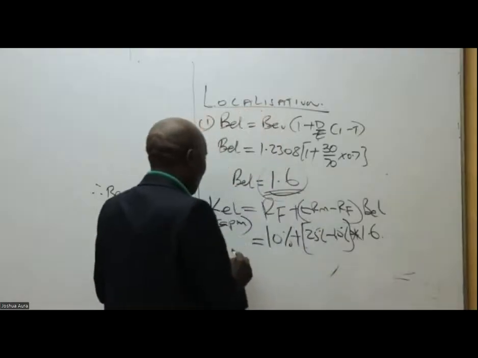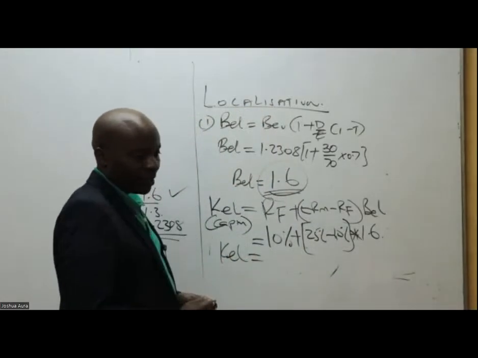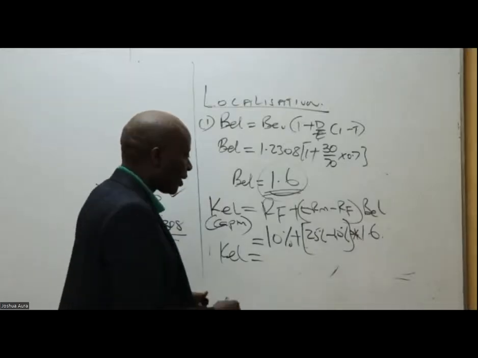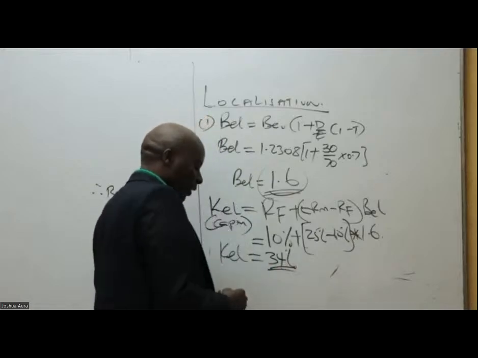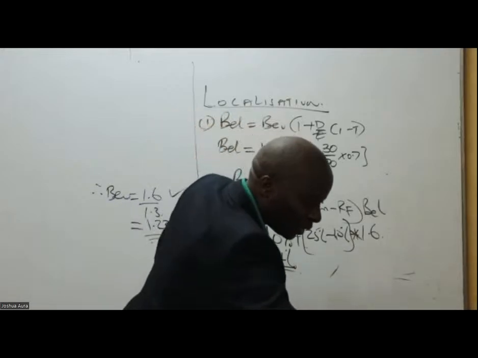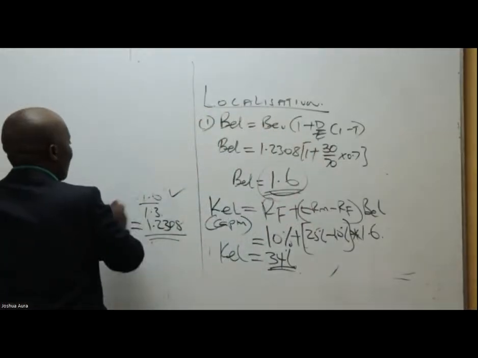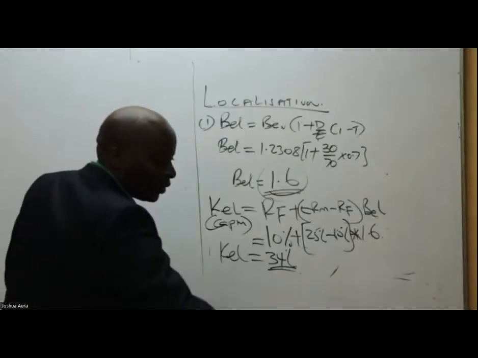Could you kindly give me the CAL? Naomi tells me that this is supposed to be 34 what here? 34%. It's supposed to be 34%. Thank you very much.